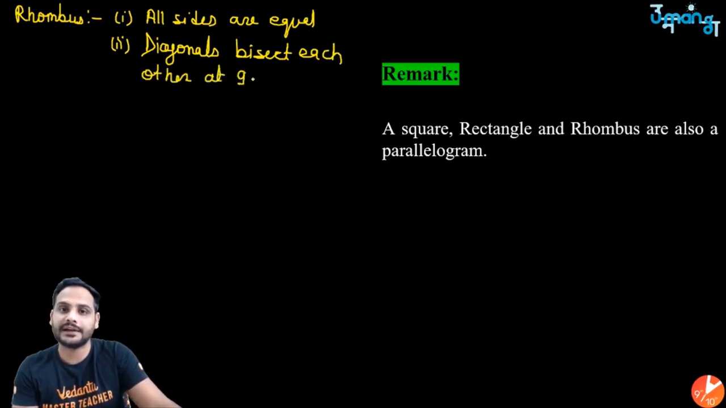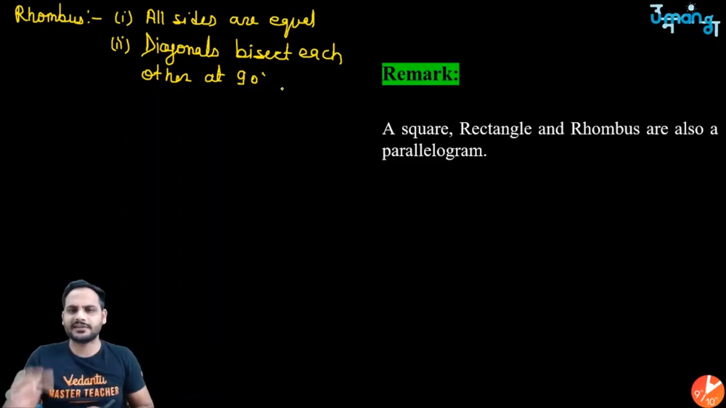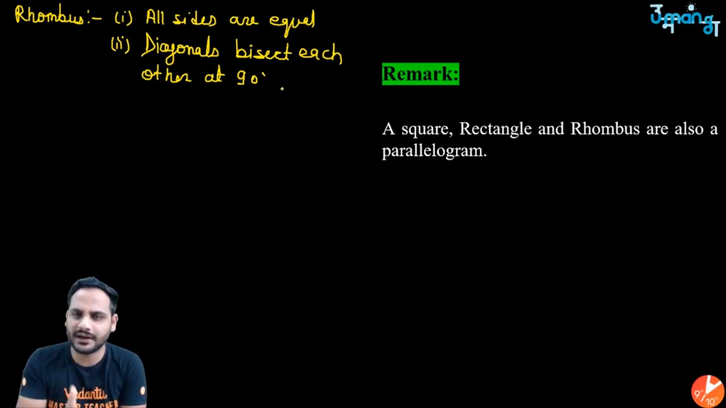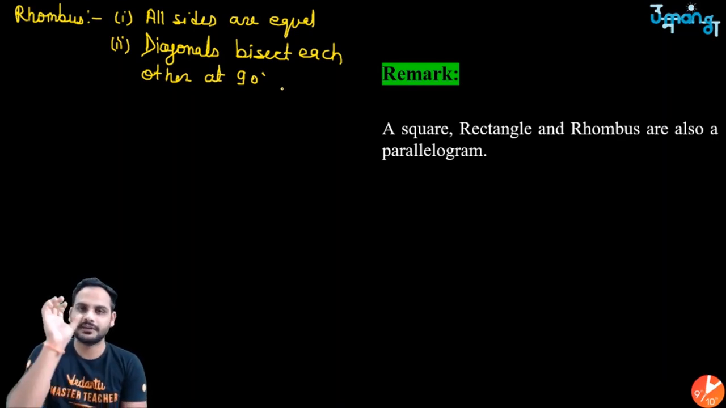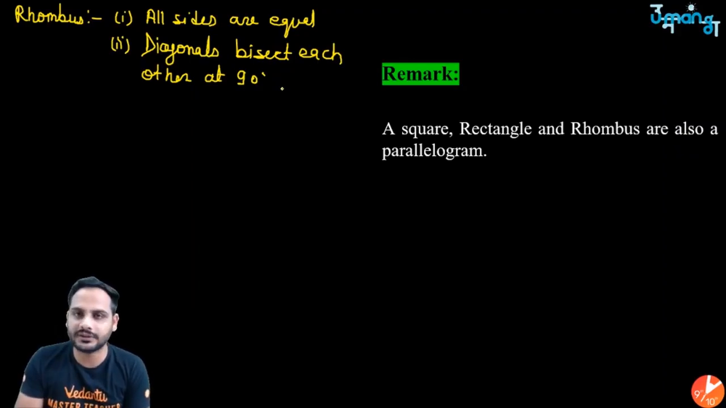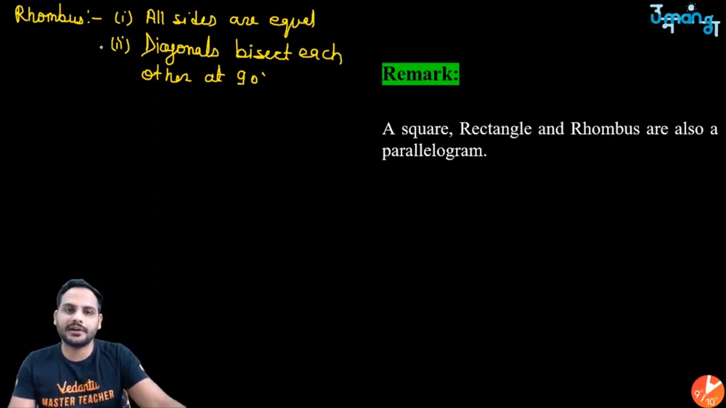at 90 degrees. It is a very important part. In a parallelogram, when diagonals bisect each other, the angle between the diagonals can be anything. But in case of a rhombus, the angle between the diagonals, where they intersect, is always 90 degrees. So diagonals of a rhombus are perpendicular to each other as well as they bisect each other. So this is an important extra property of a rhombus.